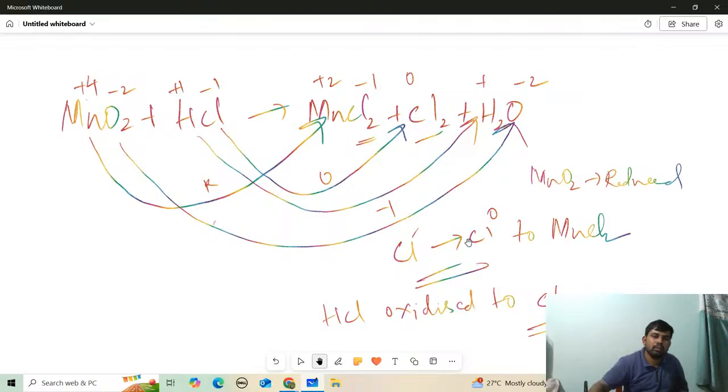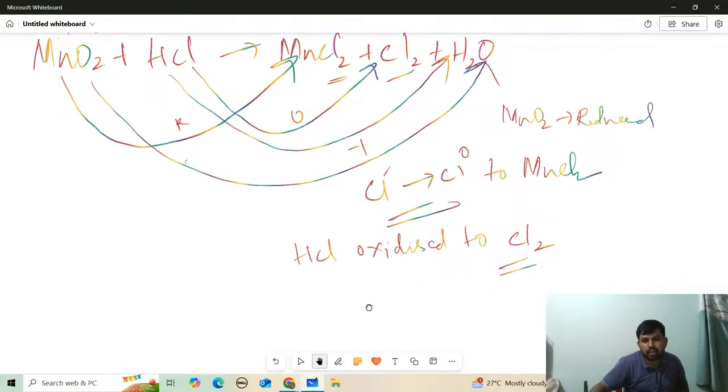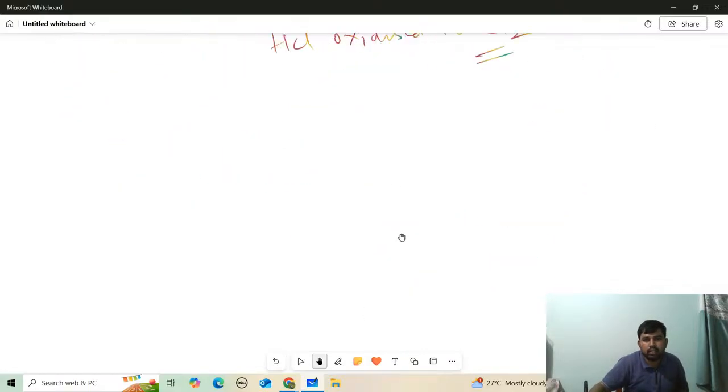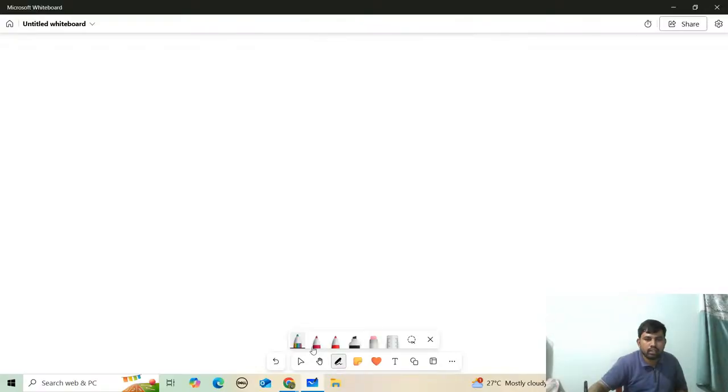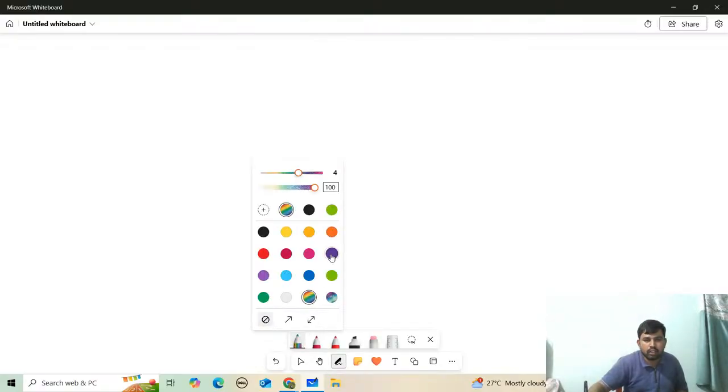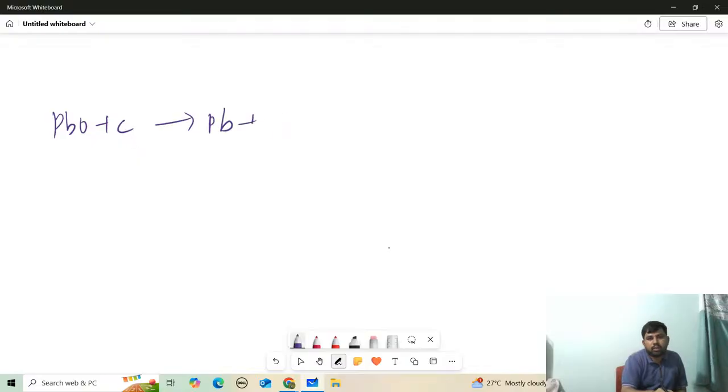And one more common mistake done by every student is they identify individual elements. But in the examination, they are not asking about individual elements. Remember, suppose PbO plus carbon gives rise to Pb plus CO. Now see, here to here there is an oxidation. Here to here there is a reduction.